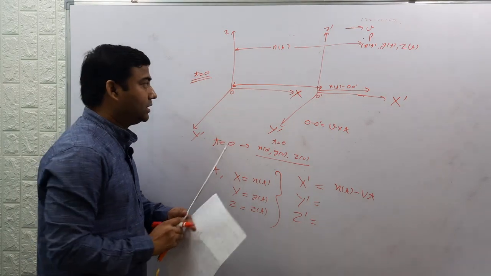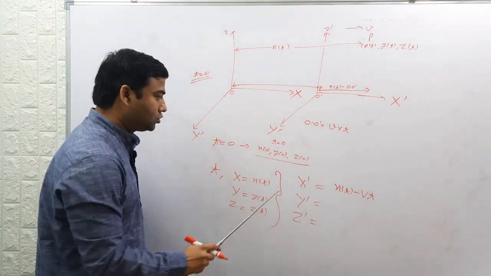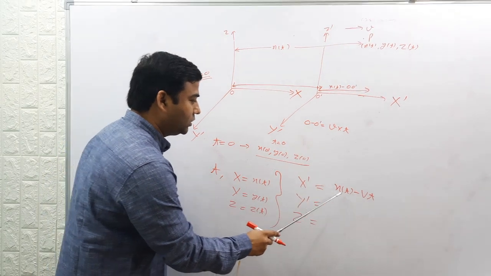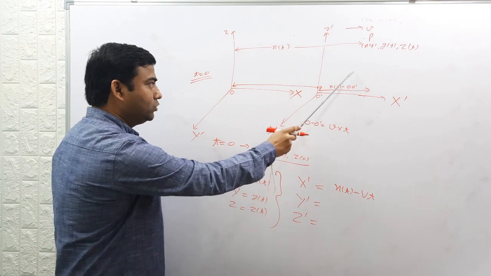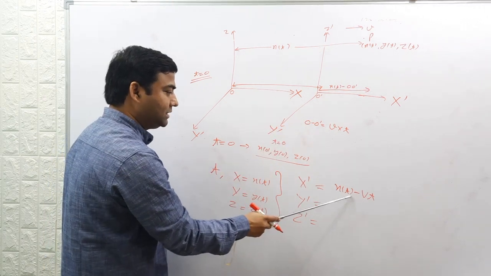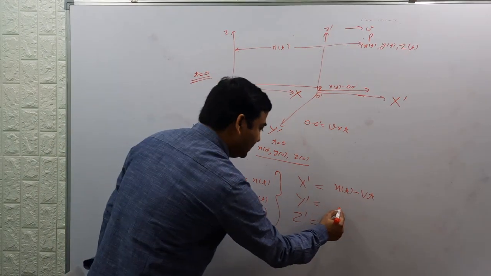That is very easy to understand. And this OO dash is vt. So we can say x dash is equal to xt minus vt. That is, the coordinate of point x dash in the new reference frame is xt minus vt. And the y or z coordinate will be the same.